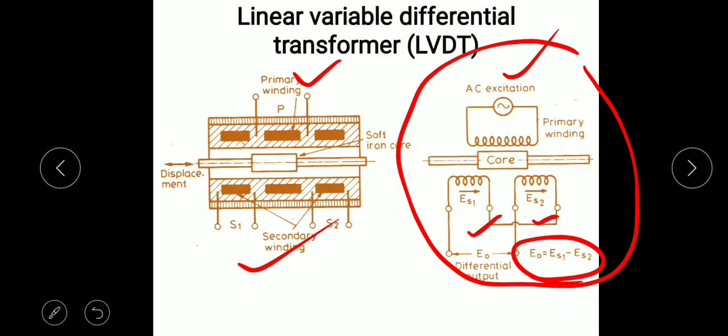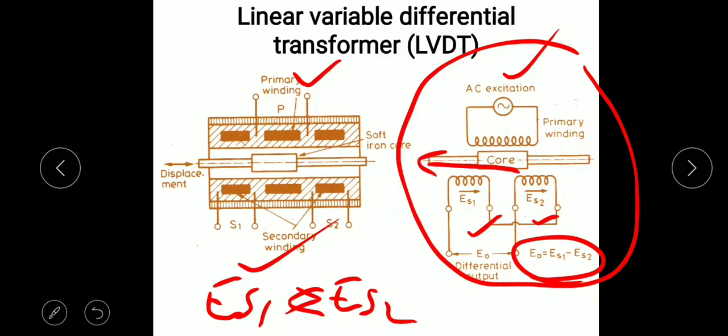When ES1 is greater than ES2, E naught will be positive. If ES1 is less than ES2, then E naught will be negative. By comparing the values of E naught, the differential output, we can identify the position of the core. Is it on the left hand side or the right hand side?